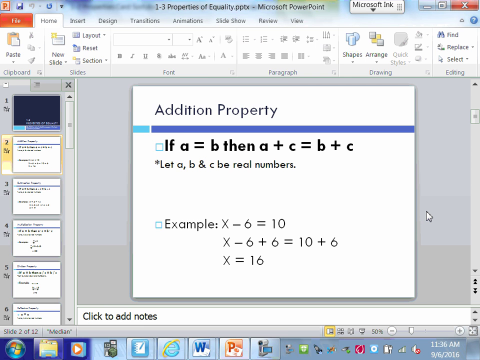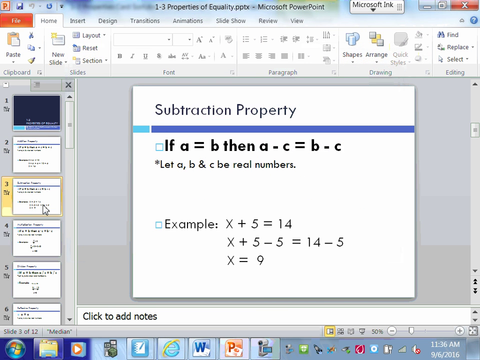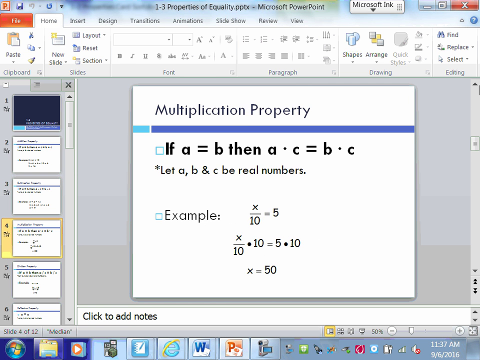Okay, here we go. Next property, going too fast? Oh, cool. The subtraction property is very much like the addition property, except you just subtract the same thing from both sides. Alright, same thing for multiplication. As long as you're multiplying the same thing for both sides, it stays equal.